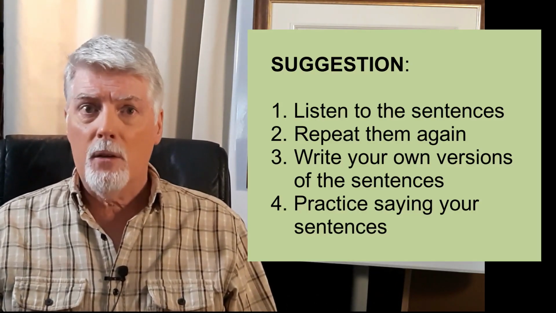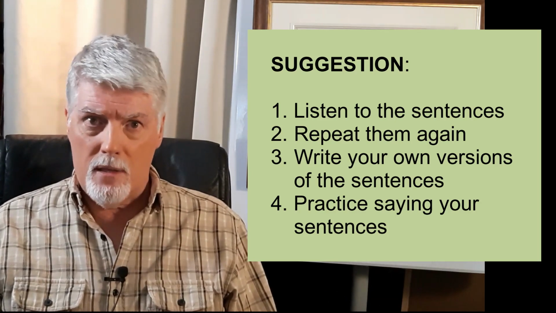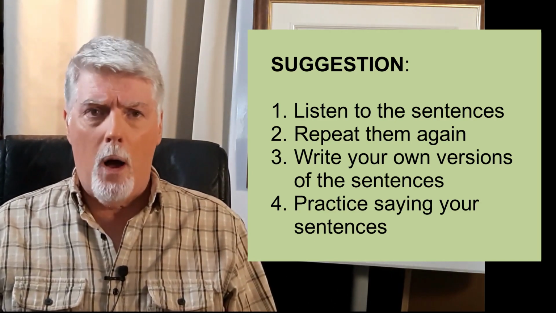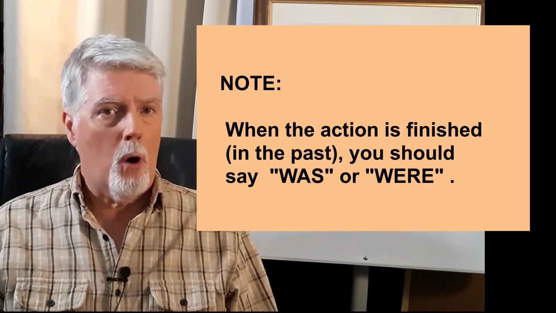Now, what I'd like you to do is I'd like you to go back, listen to these sentences again, repeat, and maybe write your own versions of these sentences for practice, and then practice saying them. Make sure you say was and were, and use that form of the simple past tense. Don't say, I have been or he has been. When the action is finished, you should say was or were.